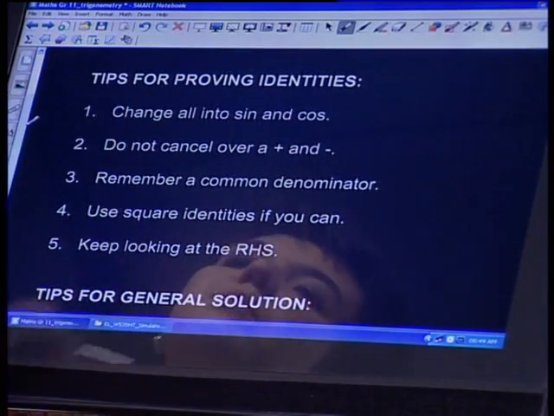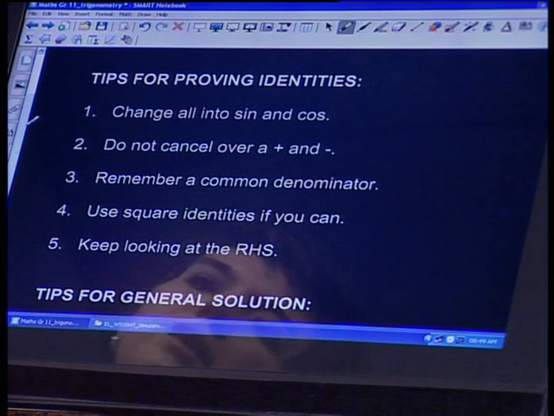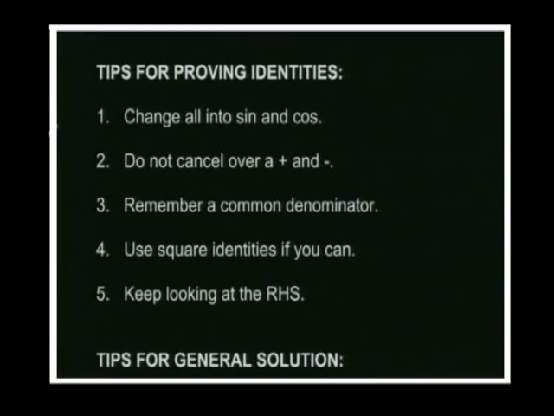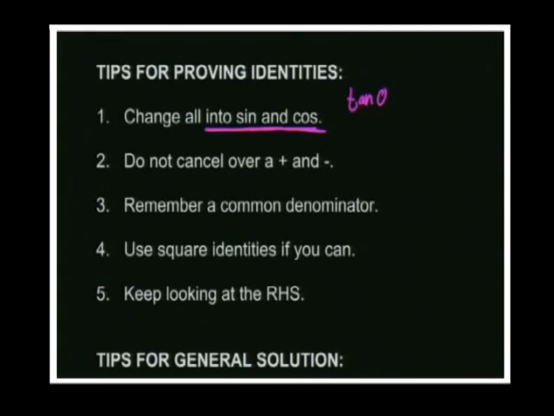Then, a few tips for proving identities. Number 1, change all into sine and cos. Let's say, for instance, you have a tangent somewhere, tan theta, and the rest of your ratios in your trig identity is all sine and cos. Try and change everything to sine and cos so that you can start simplifying quickly.